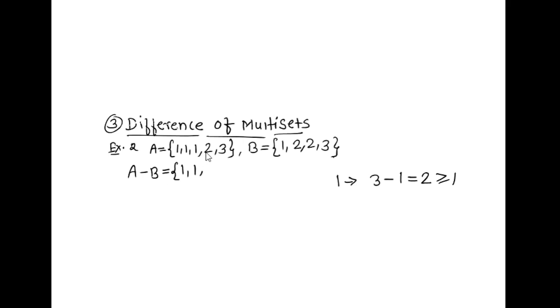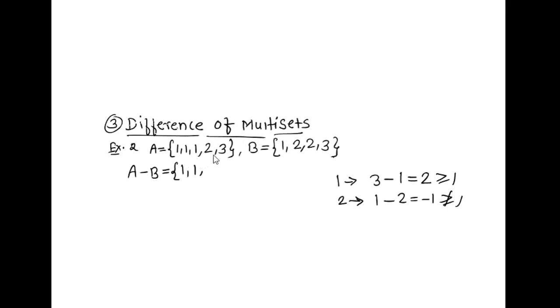Then take the next element, that is 2. The occurrence of 2 in set A is once, minus its occurrence in set B, which is 2. So 1 minus 2 gives you minus 1, which is not greater than or equal to 1. Hence we cannot include the occurrence of element 2 in the set difference A minus B.